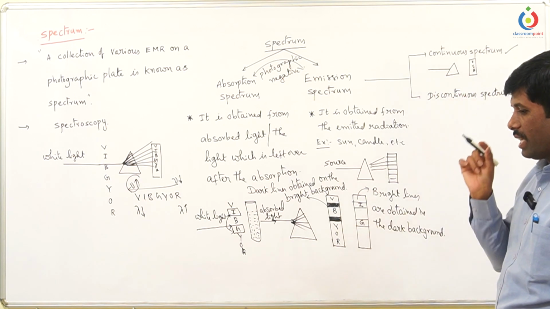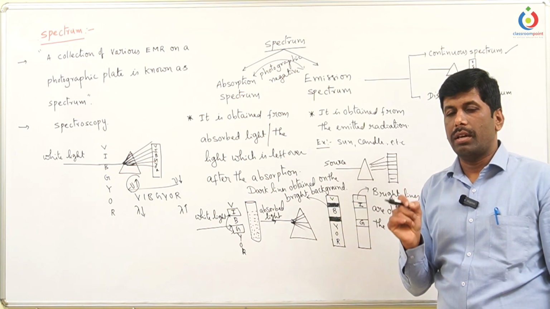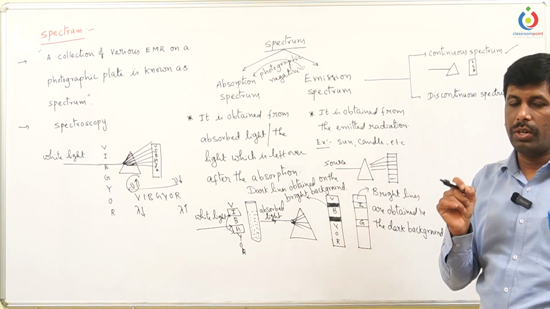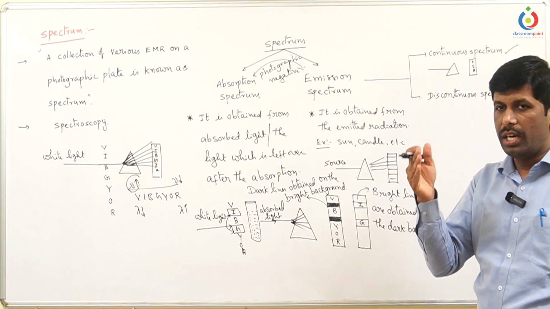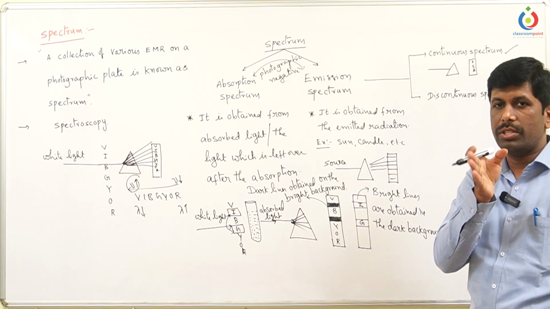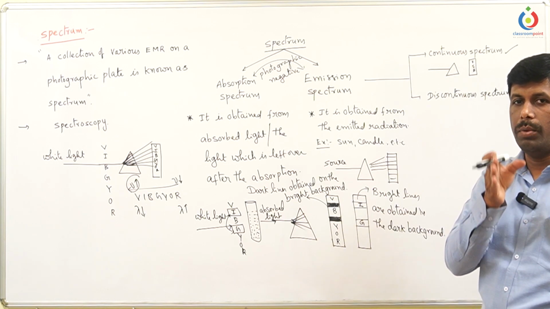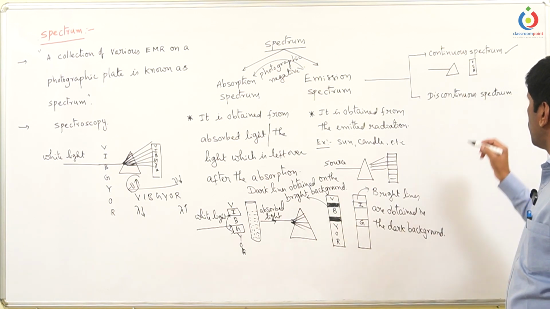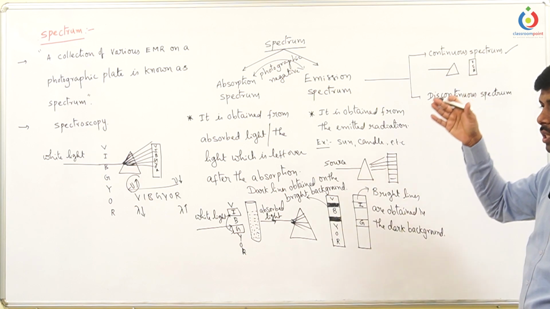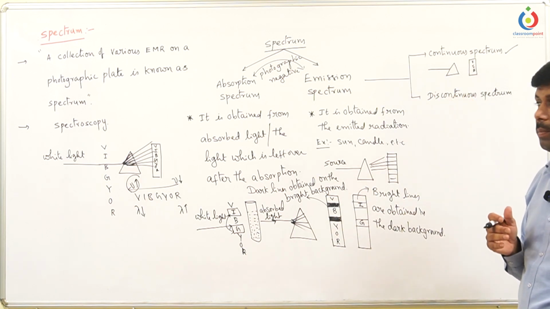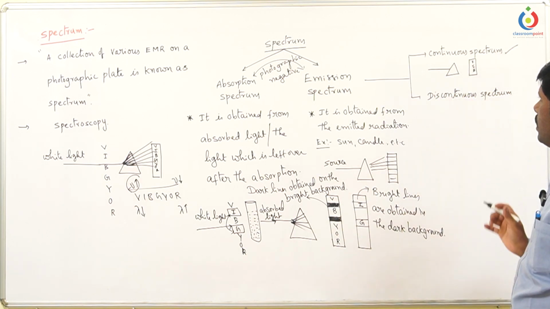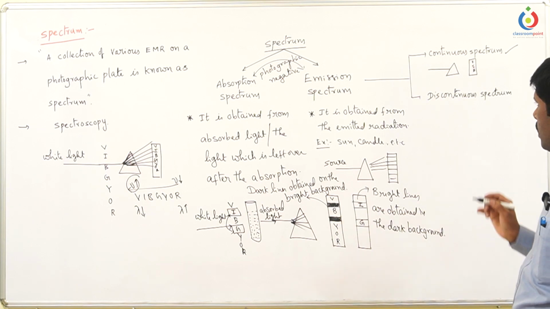So we exactly cannot say where the violet color has ended and where the indigo color has begun. The last part of violet is mixed with indigo, the last part of indigo is mixed with blue, and the last part of blue is mixed with green, and so on. So the spectrum is obtained continuously. Such types of spectrums are known as the continuous spectrum.